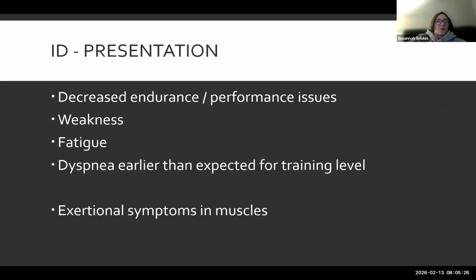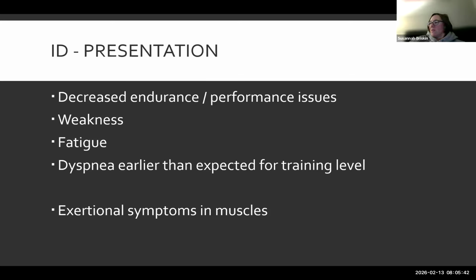So why do these people even get worked up? Like, what on earth are you looking for? Why are you drawing blood work in a sports clinic? Well, probably the number one reason, besides patient requesting it, would be trouble with performance and endurance.